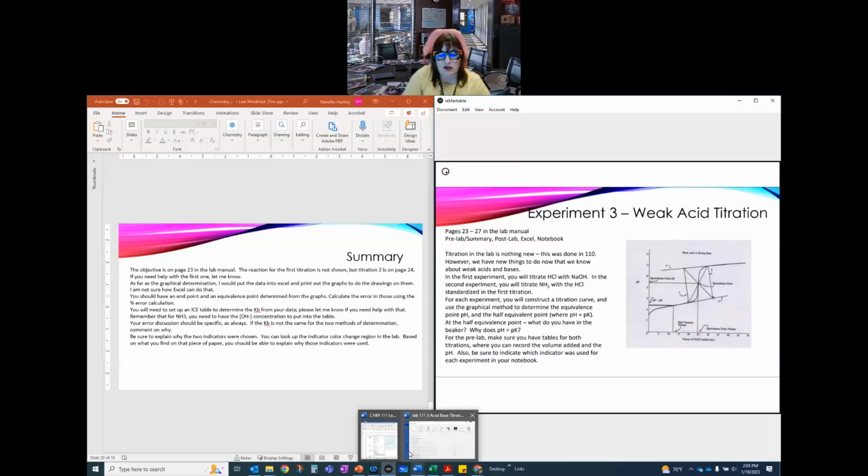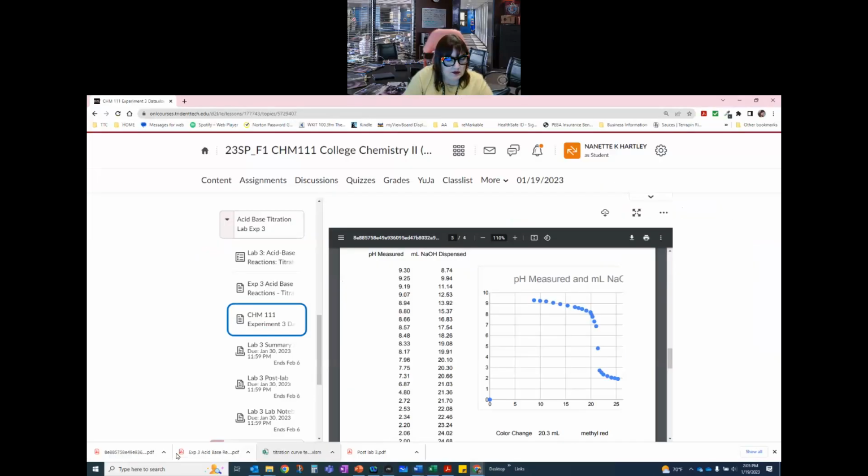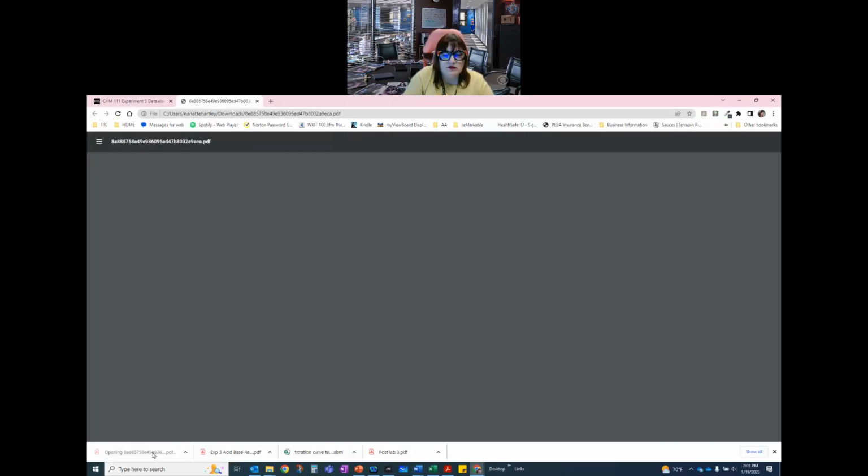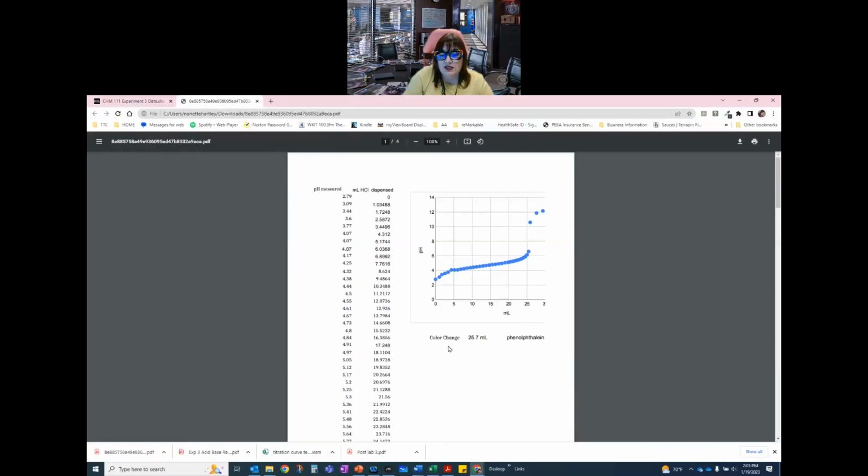So when you're in the data for the lab, let's back up. What you'll see is that it says the color change. That's your end point, not your equivalence point. So that's the end point. So you want to measure the percent error between those two.